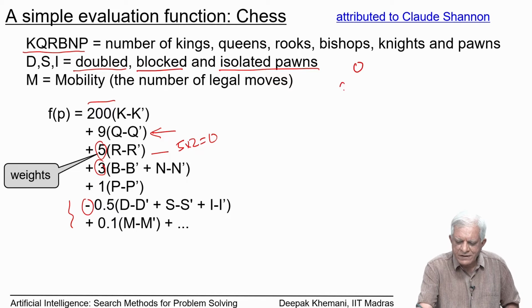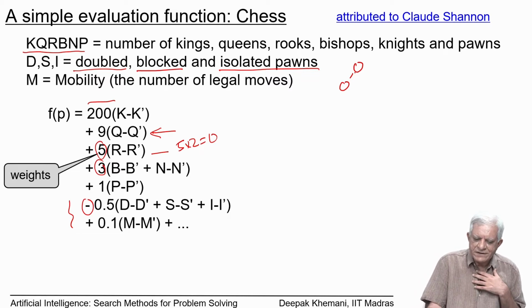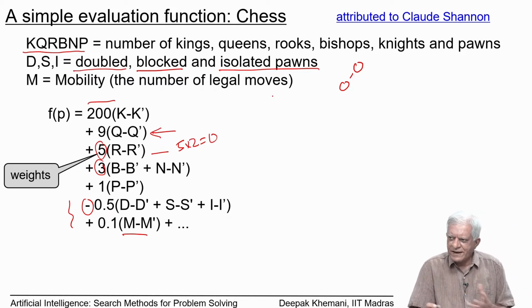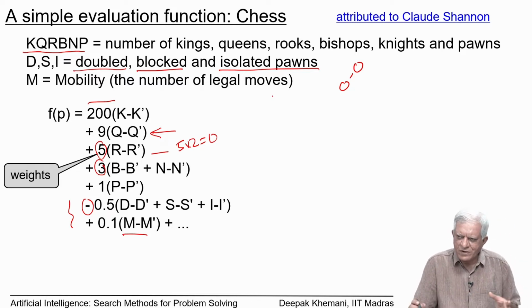one pawn can support another pawn if they are on a diagonal essentially. But if they are not supporting, then they are isolated essentially. So, some pieces like this you can use, and M is the mobility. So, the number of legal moves that each player has essentially. If your pieces are blocked, then you will have fewer moves, and if your pieces are free, then you will have more moves essentially.